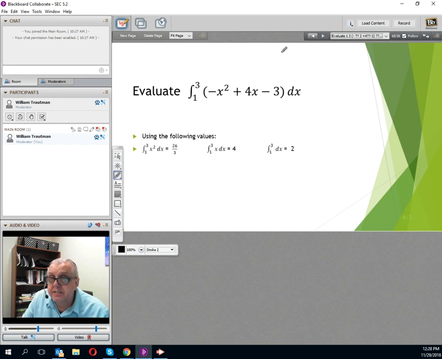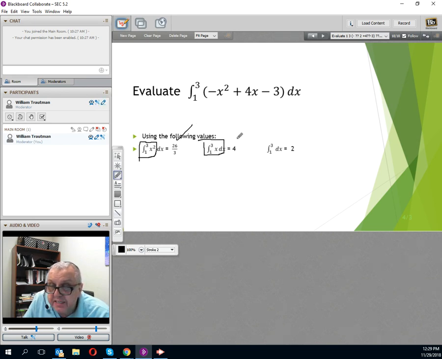And I think this is the last slide. There's a part of the homework and the test that this pertains to. They give you these things, integrating from 1 to 3 x squared, they give you the answer. Integrating from 1 to 3 x dx, they give you an answer. Integrating from 1 to 3 a constant of 1, they give you the answer.